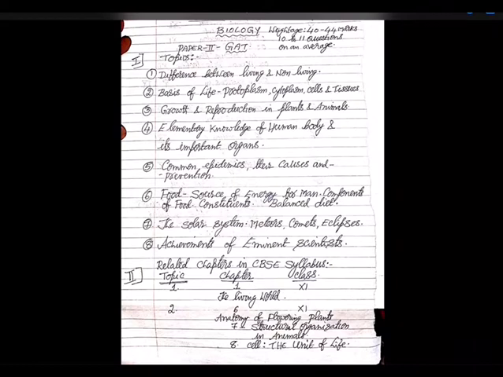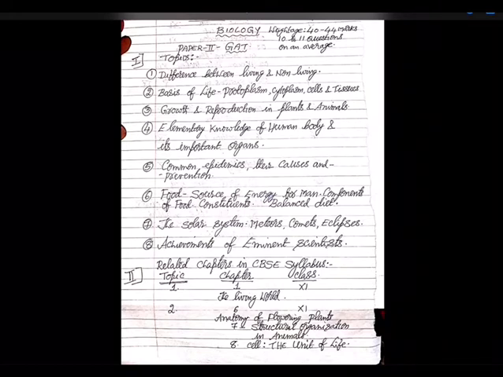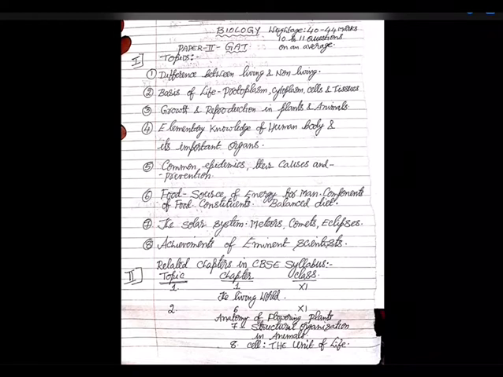The first one is difference between living and non-living. This is of course very primitive one, way back from class 6th you have been studying, but here you need to focus on the technical aspects of living things and non-living things.